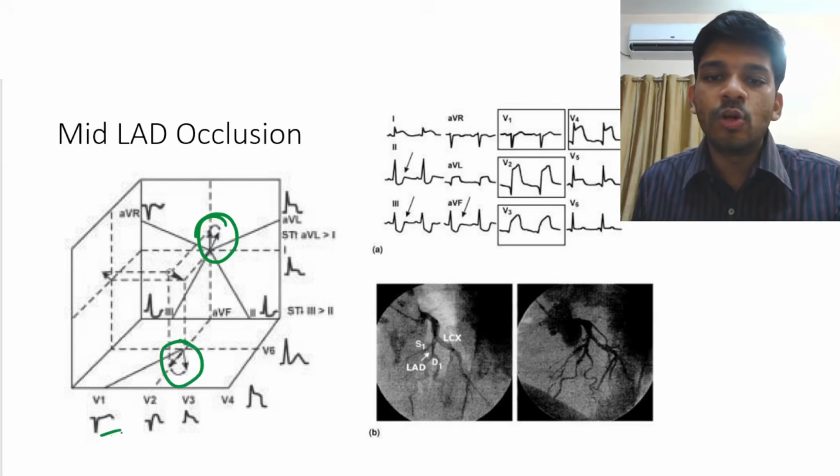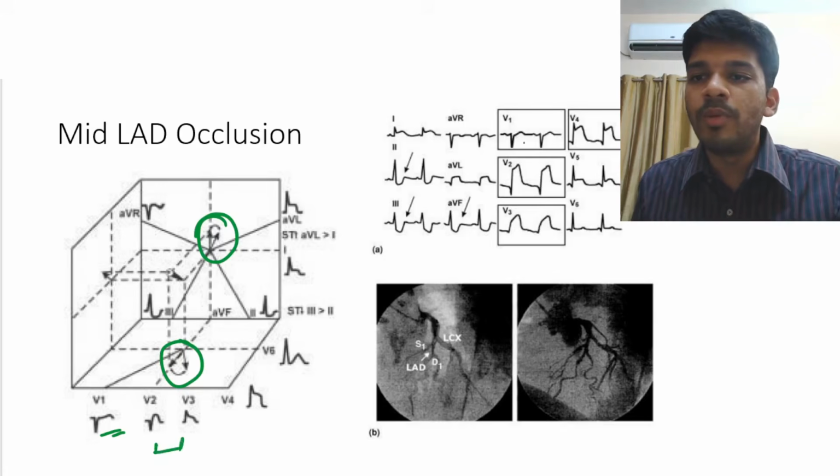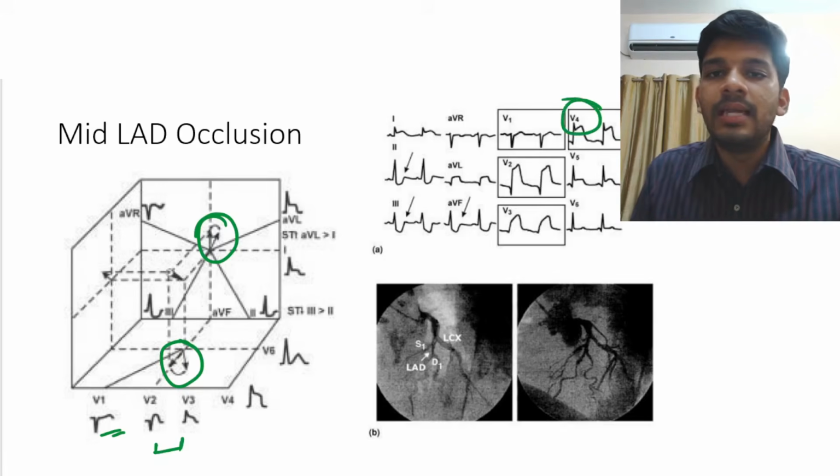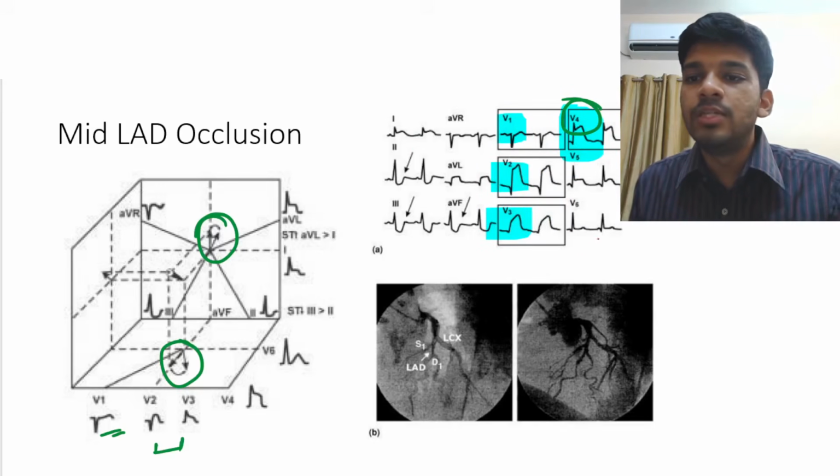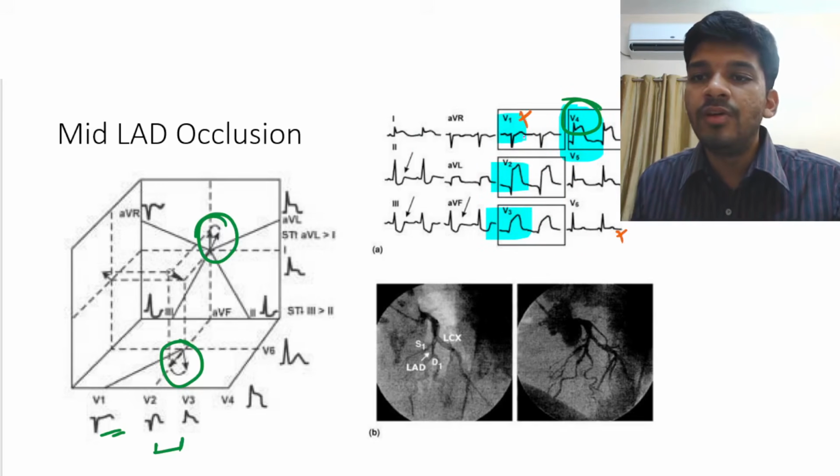ST elevation in V1 has almost disappeared. Mainly it is ST elevations in V2, V3 and V4. Predominant ones you can see here are ST elevations in V2, V3, V4. So V4 ST elevation is very predominant. There is no ST depression in V6. There is no ST elevation in lead V1. Apart from that, there are reciprocal changes in 2, 3 and AVF.